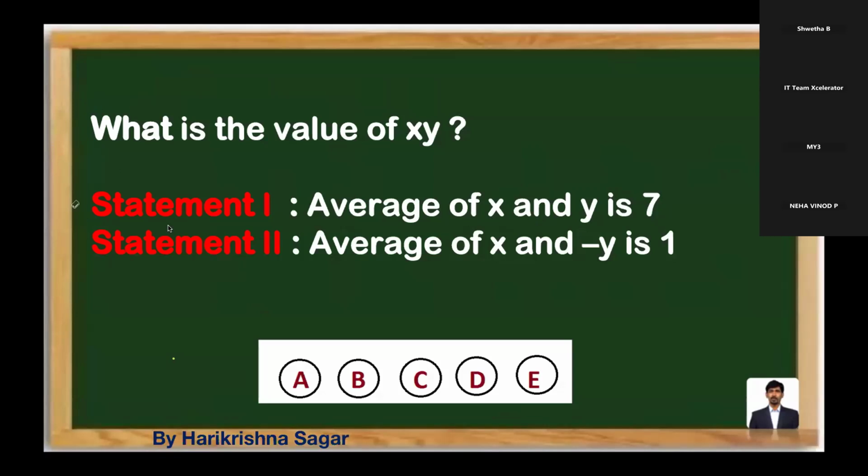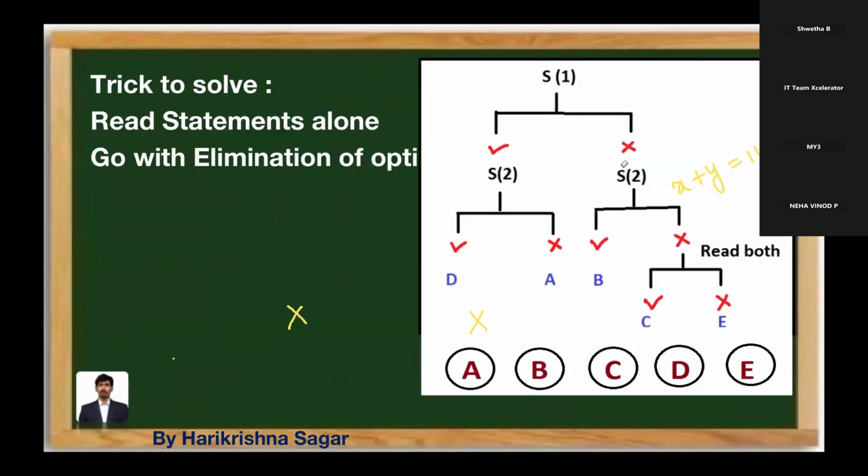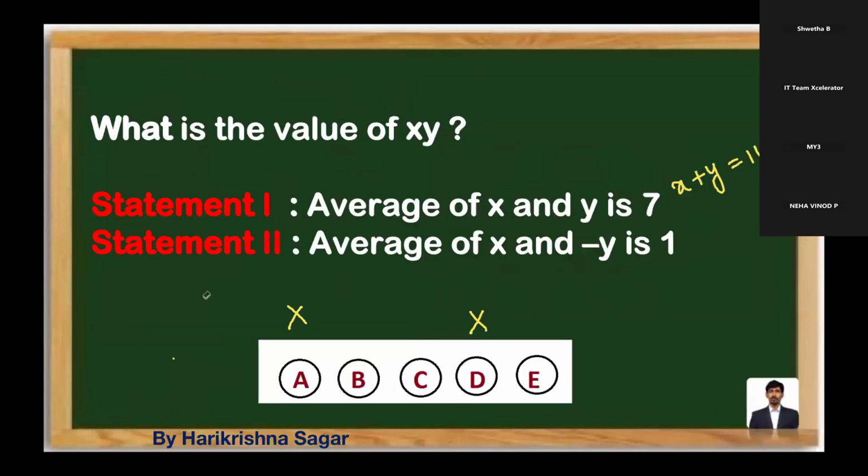So the first statement, x plus y is equal to 14. Using this, I cannot answer the question. Eliminate A and D, as I have mentioned here. You can also observe: if statement one is wrong, you can eliminate A and D, and B or C will be the answer. If statement one is right, the answer may be A or D, and the remaining you can eliminate easily. Anyway, I will explain this to you.